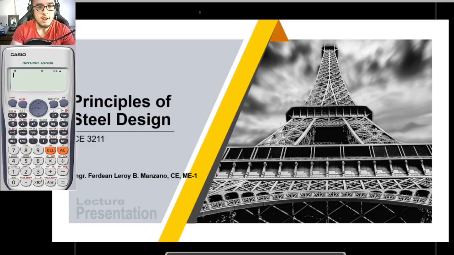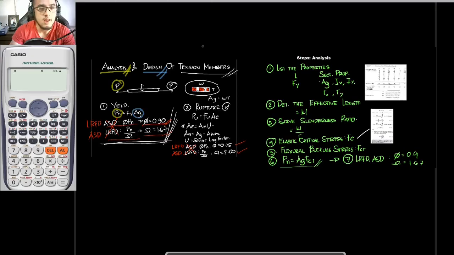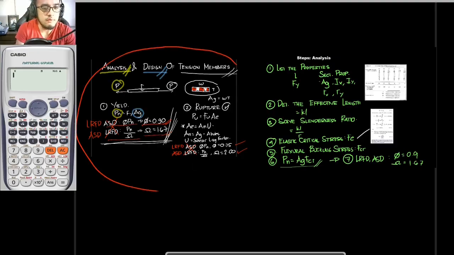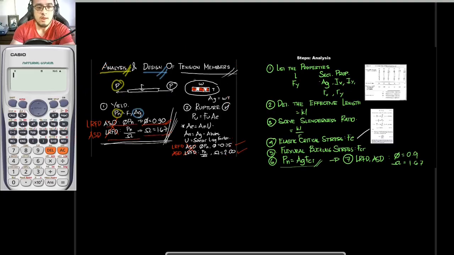Before starting, let's have a recap of what we have been discussing for the past couple of months now. Last prelims, we discussed the analysis of tension members. This is a screenshot from our lesson before: analysis and design of tension members. In that lesson we covered limit states such as cross-sectional area yielding, net area rupture, block shear, stability by slenderness ratio, and whatnot.